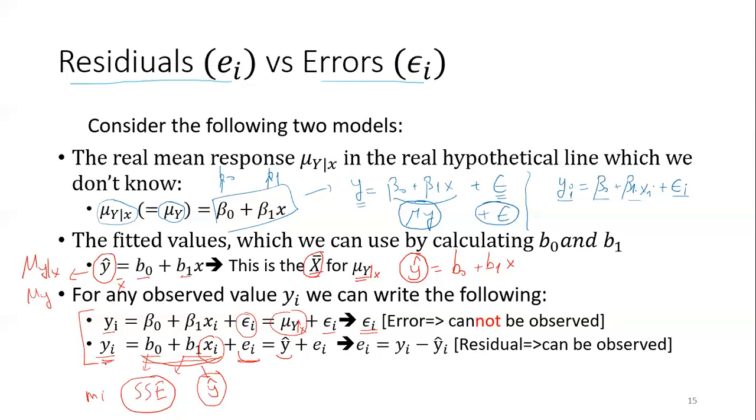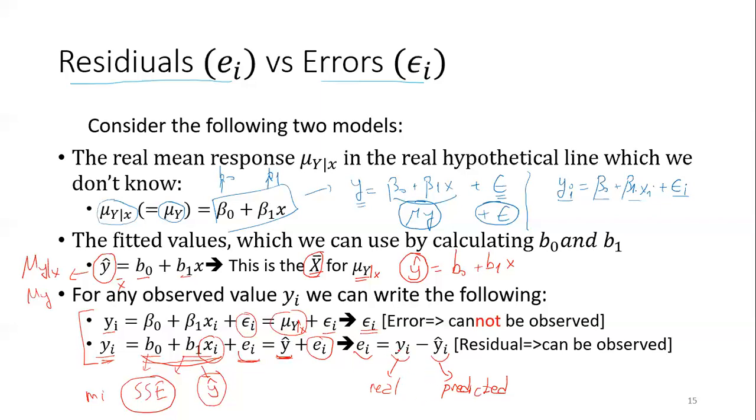So again, yi, the height of Mehmet, is equal to the average height of people at Mehmet's height plus Mehmet's error term. And Mehmet's error term is equal to yi minus y hat i. This yi is the real value, the height of Mehmet. What is y hat i? Well, this is the predicted value. This is exactly the same thing that we did in the previous slides.